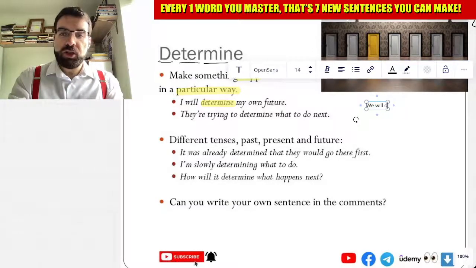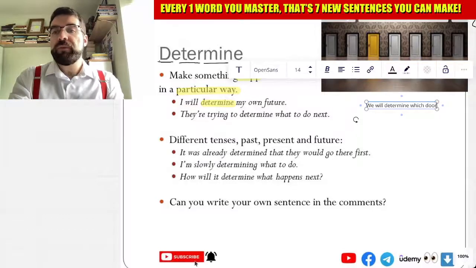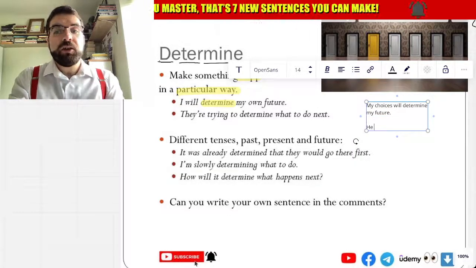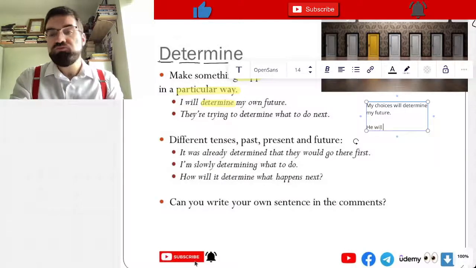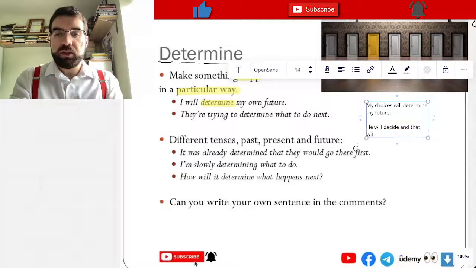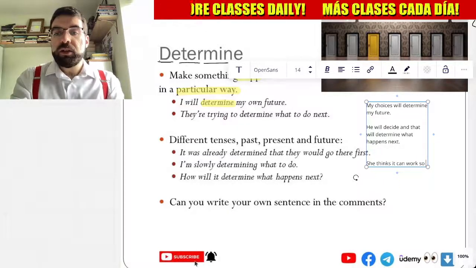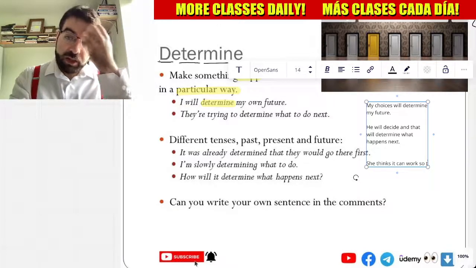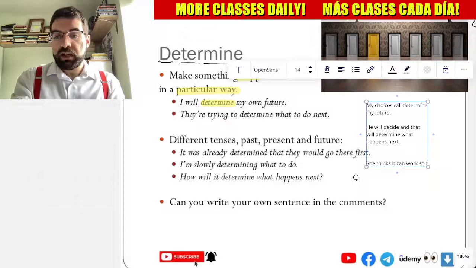We will determine which door. My choices will determine my future. He will decide, and that will determine what happens next. She thinks it can work, so that will determine what they do.